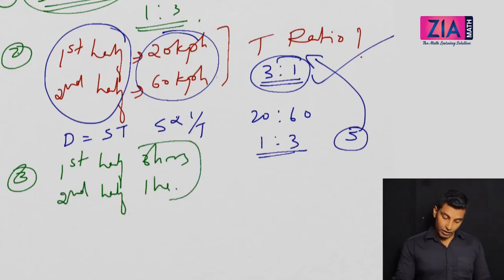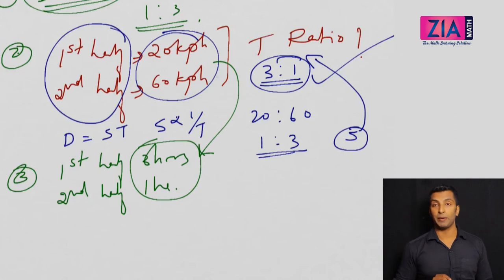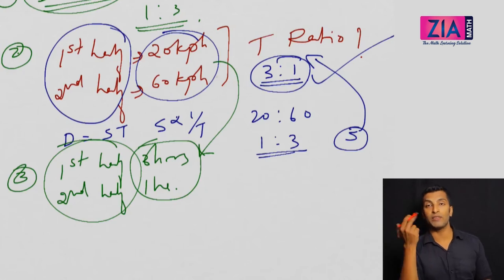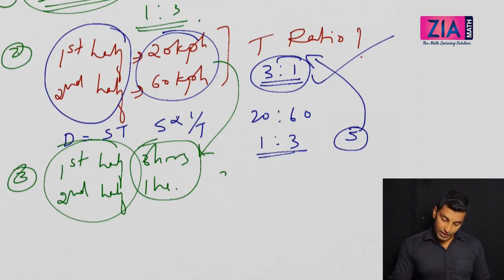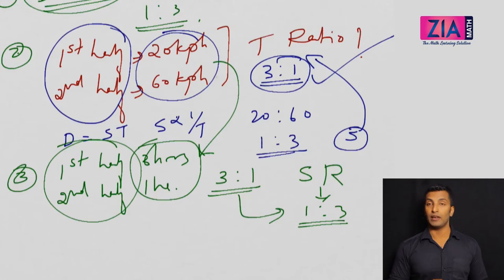So here, instead of speed, I am giving you time taken. The ratio of time taken is given, but the distance is constant. So when distance is constant, speed and time are inversely proportional. So the time ratio is given as 3:1. So if I ask you the speed ratio, it will be 1:3. This is inversely proportional, right?